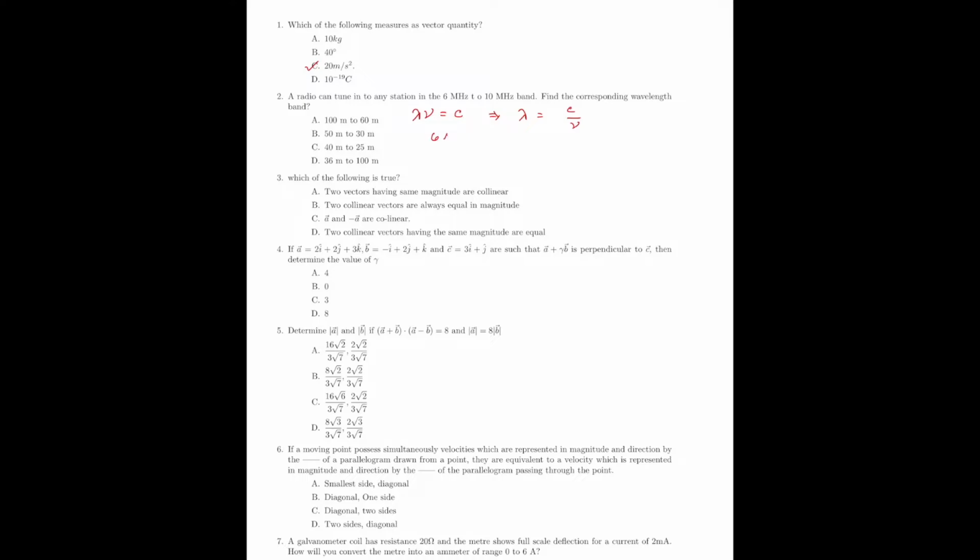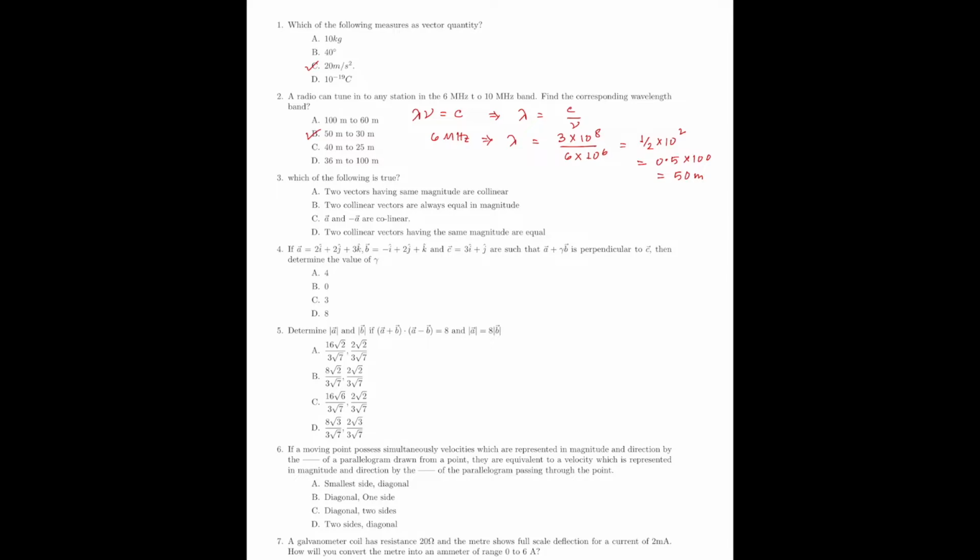So for 6 megahertz, lambda would be 3 into 10 to the 8 divided by 6 into mega, which means 10 to the 6. So as you can see, half into 10 to the 2, that is 0.5 into 100, which means 50 meters. We don't have to carry out the calculation for 10 megahertz because there is only one option with 50 meters.